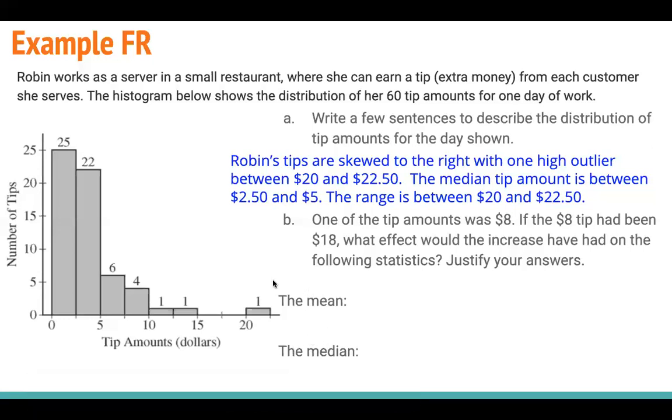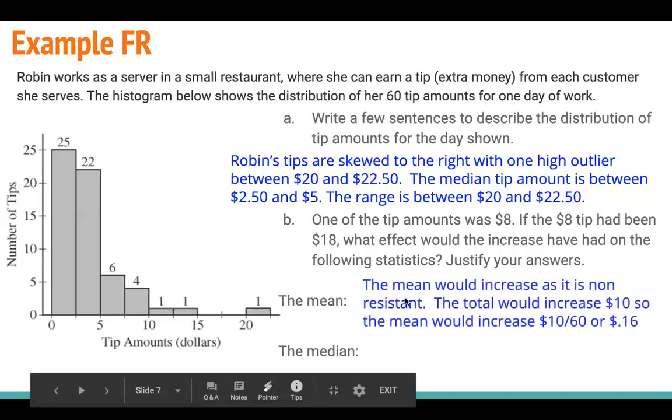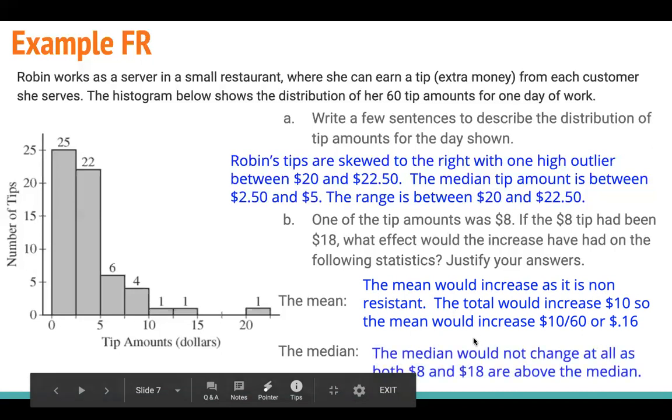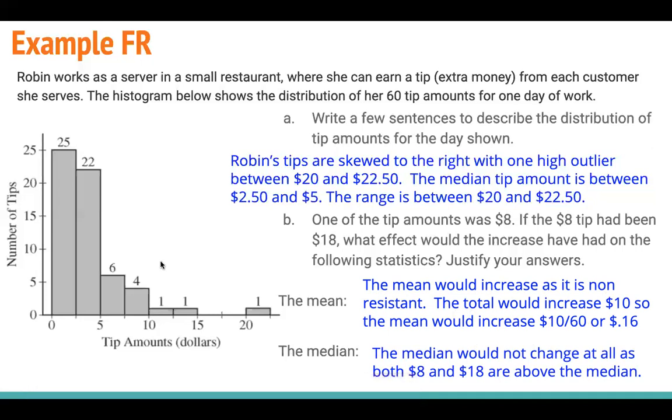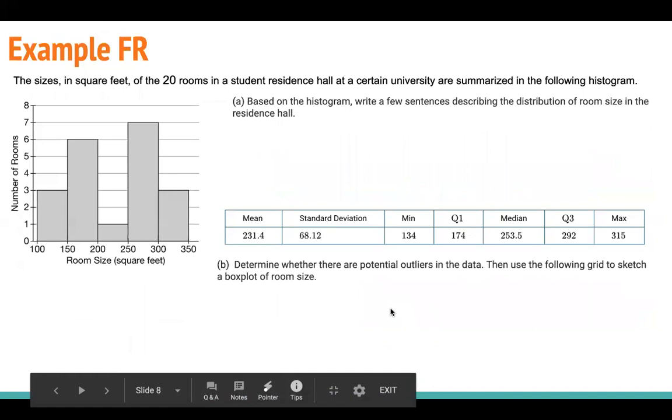And if we go a little deeper and really think about how mean and median are calculated, I can get more detail. The first part is just the general answer: the mean would increase. I answered the question, and then here I'm going to get more detail. The total would increase $10, so the mean would increase $10 divided by 60, or 16 cents. The median would not change at all. The median generally is not very affected. For this particular example, it's not affected at all because $8 and $18 are both above the median, so it wouldn't change the calculation. Let's do one more example.